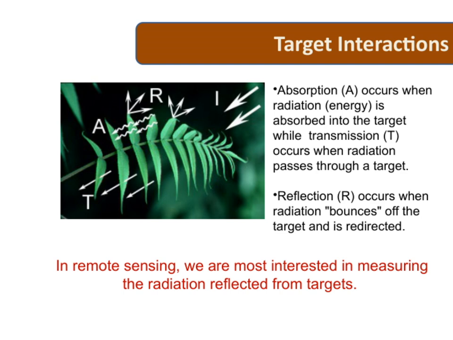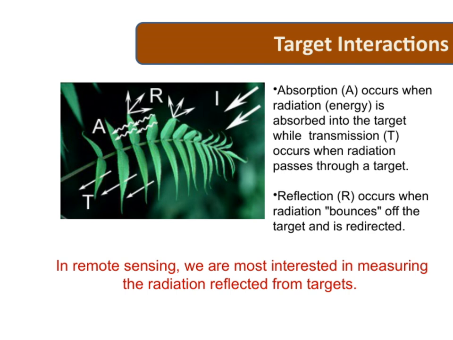When we're measuring radiation, our main focus is on the light that is reflected from targets on the Earth's surface. One key process is absorption, which we denote as A. This happens when the radiation's energy is taken in by the target itself. Think of it as the target soaking up some of the energy.